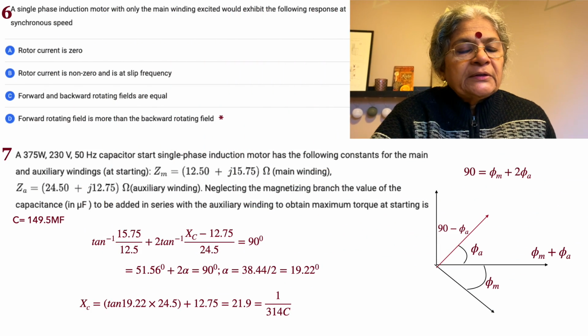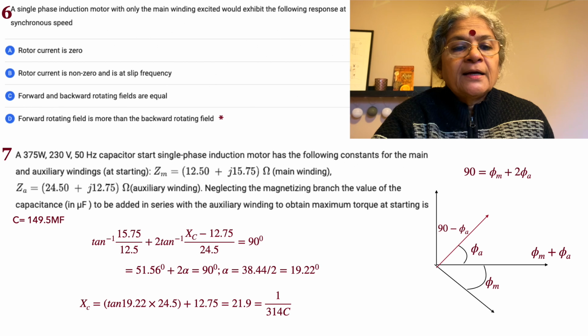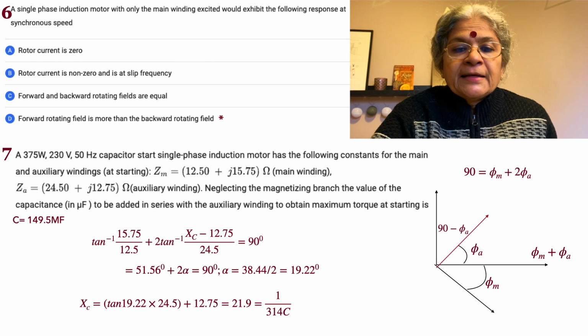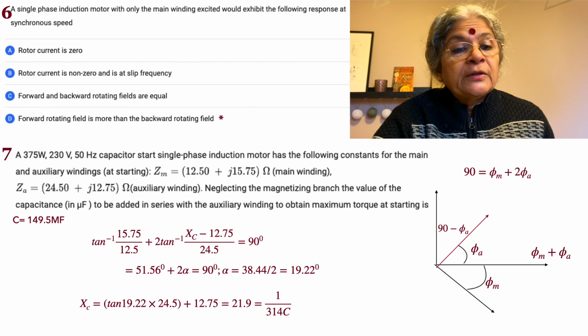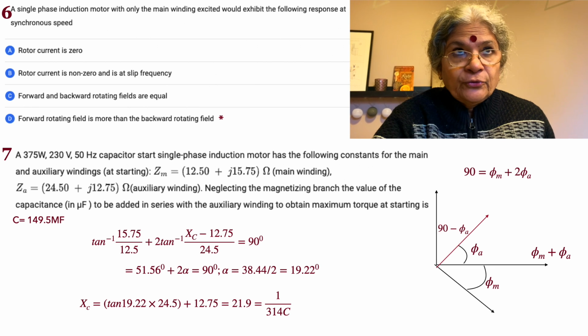There's a formula, but at the same time, what it means is going to be very, very important. Okay, so a 375 watt, 230 volt, 50 hertz capacitor start single phase induction motor has the following constants for the main and auxiliary windings at starting. So all these values are given at S is equal to 1.